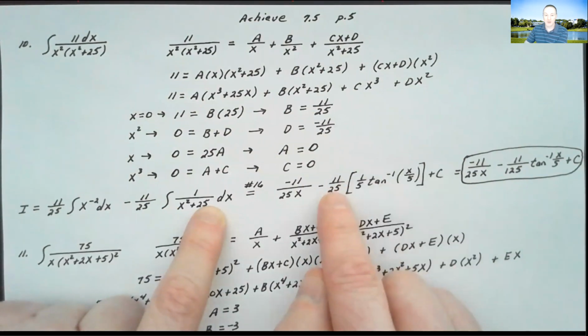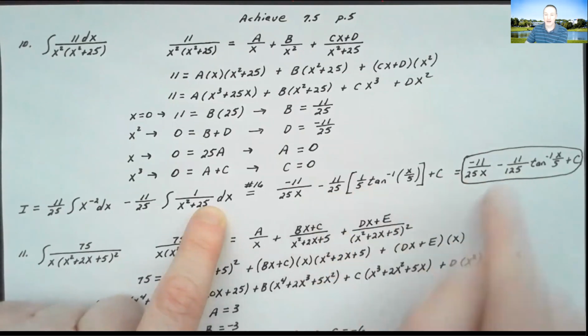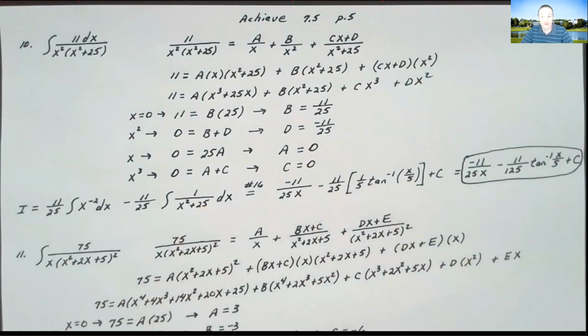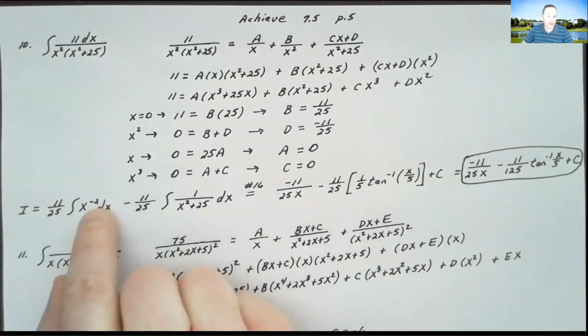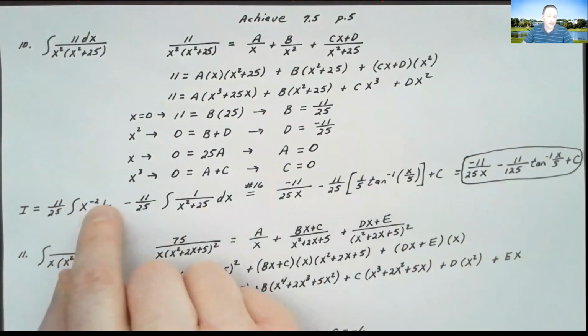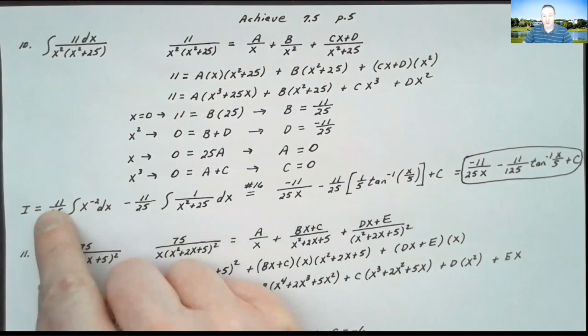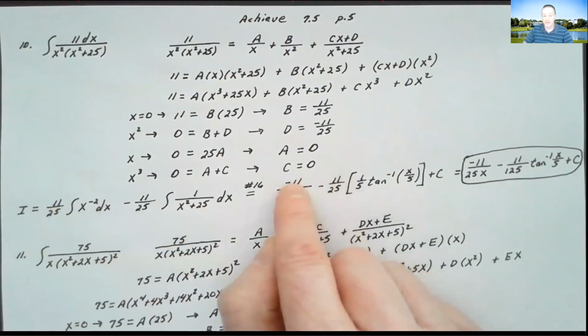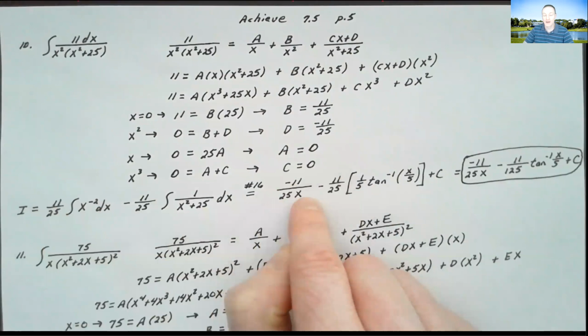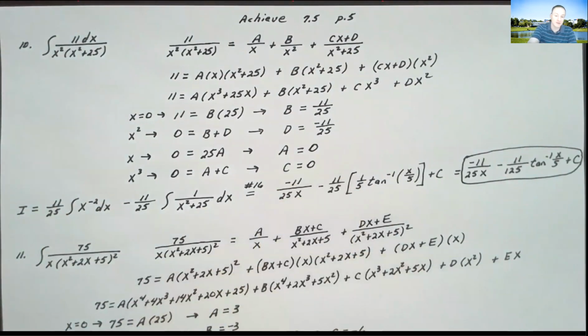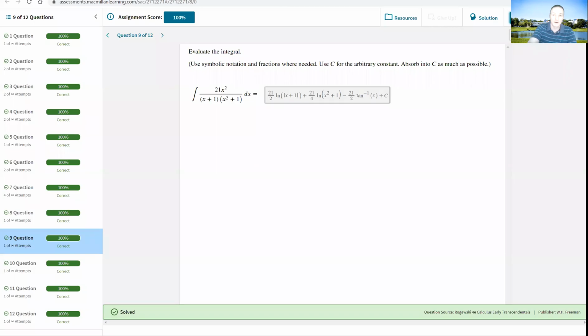After that, I distributed the 11 over 25 through that term to get my minus 11 over 125 inverse tangent of x over 5 plus c. Please also keep in mind that first one would have integrated to be x to the negative 1 over negative 1, which is why this sign out here in front changed from a positive to a negative. Negative 11 over 25, x to the negative 1 becomes x to the positive 1 in that denominator.